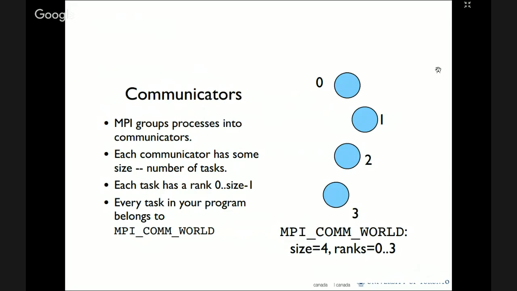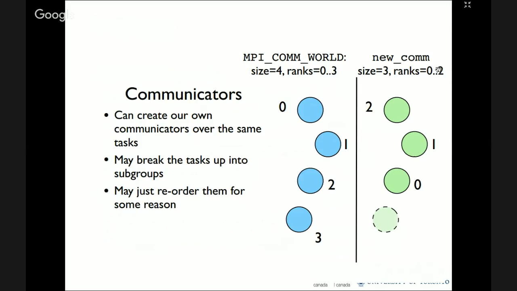So yeah, it groups the processes into communicators. Each communicator has a number of tasks. So in this case, it's 4, rank 0 to 3. Each task has a rank, and then we just said they're all part of COMM_WORLD. So these guys are all part of COMM_WORLD.